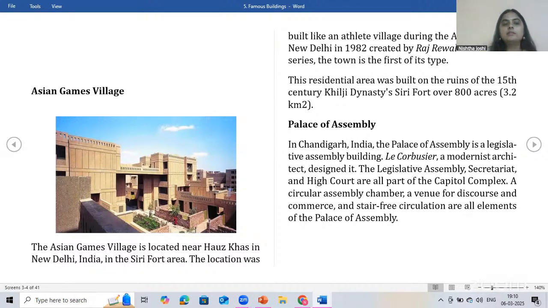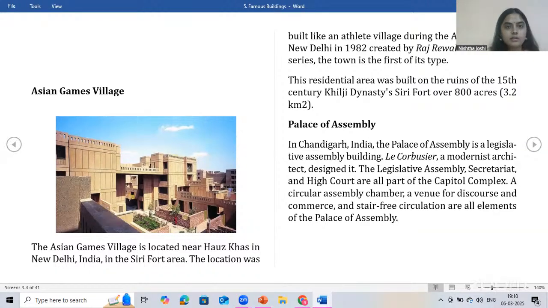It is built in the Siri Fort area. Siri Fort was a historic Khilji-era fort in Delhi. So on the ruins of that fort, on some portion of that area, this Asian Games Village has been designed, and the architect's name is Raj Rewal.